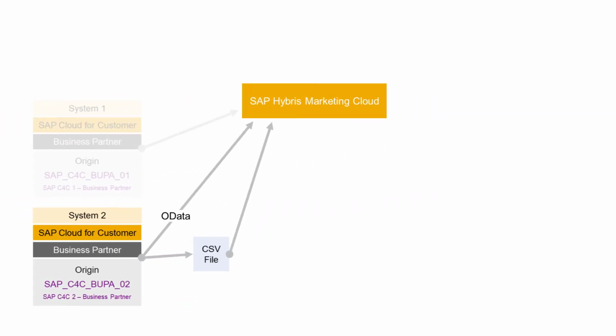What about different types of data load? For example, OData and CSV file upload. It doesn't matter how you load the data. If it's still the same source, use the same origin.